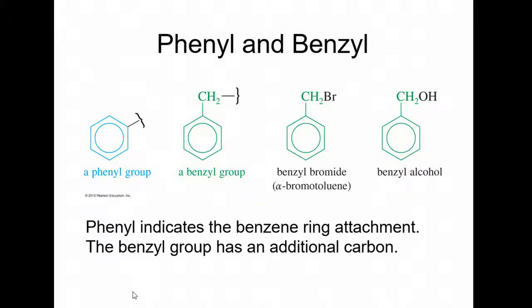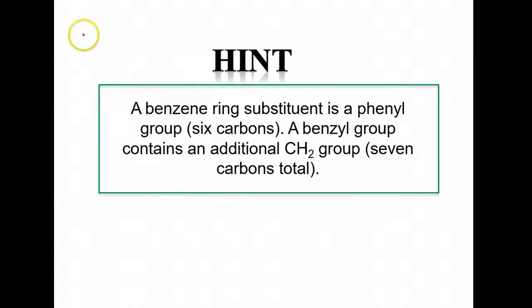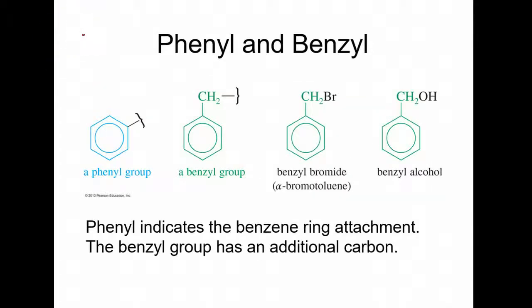All right, phenyl rings and a benzyl ring. So a phenyl ring indicates a benzene ring that's attached to a longer continuous chain. For example, let's say I have a long chain like this, and I just happen to have an aromatic ring hanging off of it. This is what's called a phenyl group.